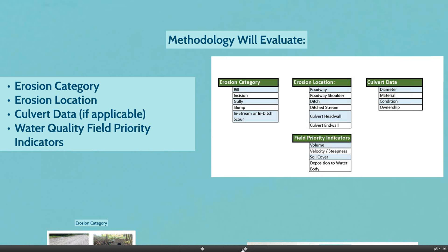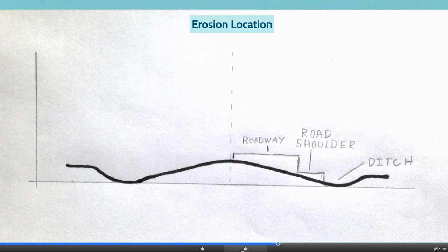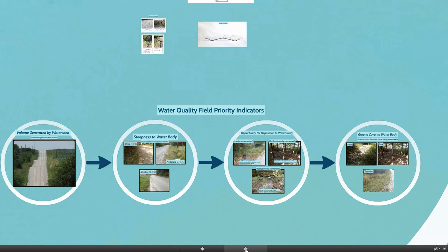Defining the erosion category is important because it gives a descriptor for the next person that might go out to the site: what are you seeing? What do you think is a problem? And where is it located? It's just giving some reference to what this problem is, and where the erosion is located. For example, is it in the roadway? Is it in the shoulder? Is it in the ditch? Another physical descriptor, so your results can be interpreted by the next person that actually goes out and wants to view the site.